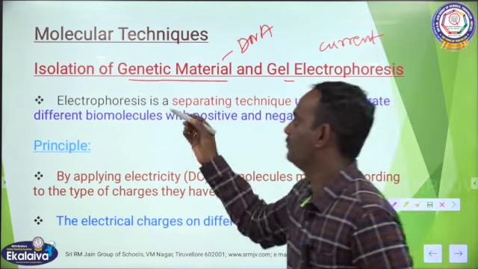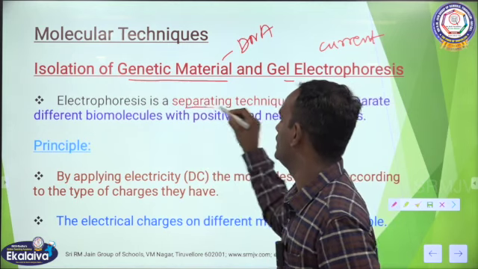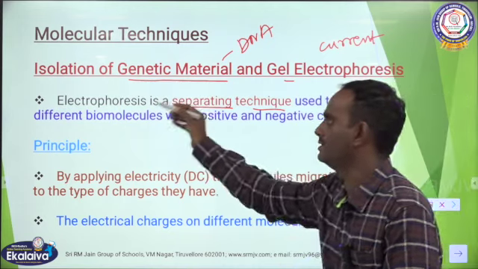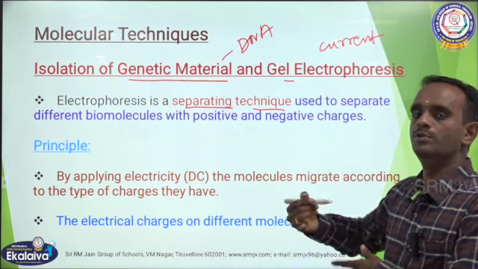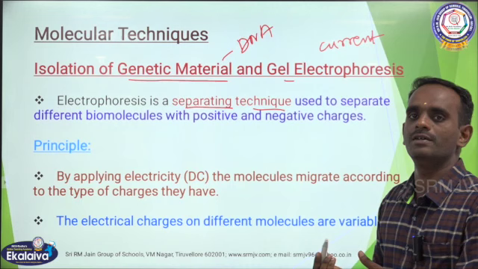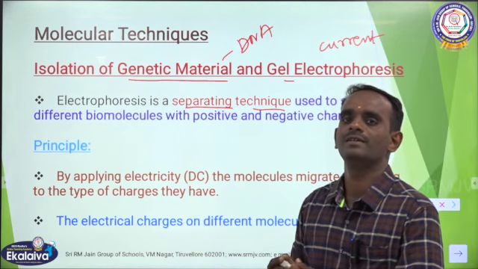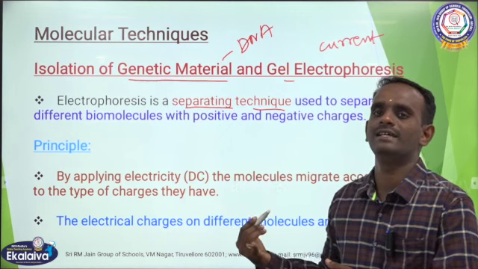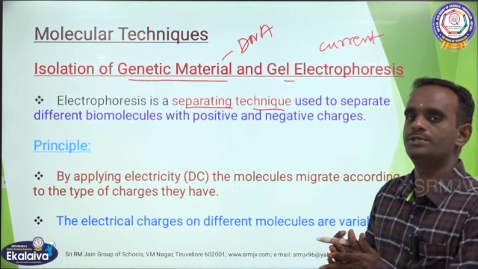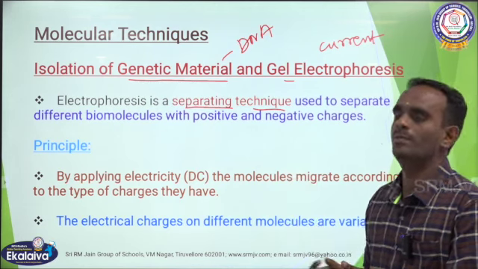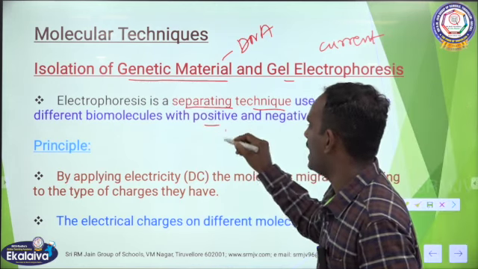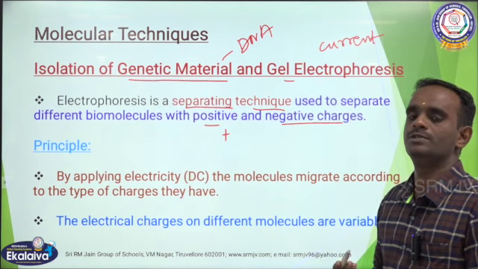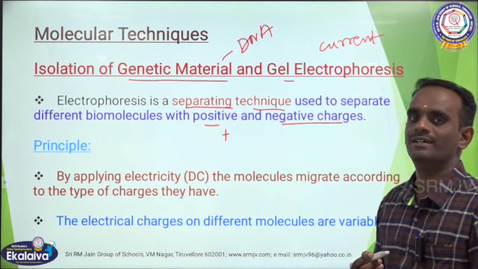Okay. So, electrophoresis is a separating technique, an isolation and separation technique used to separate different biomolecules. Different biomolecules means carbohydrates, proteins, DNA, RNA, like that. So, it is used to separate different biomolecules with positive and negative charges. Clear? So, DNA usually has a negative charge. Clear?